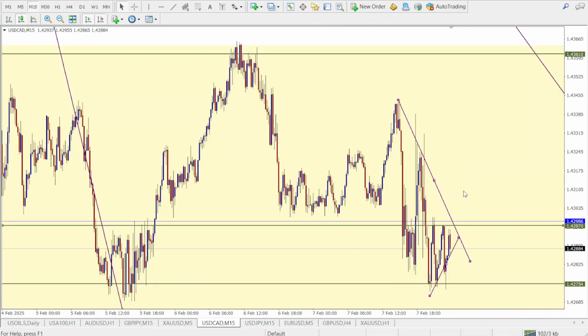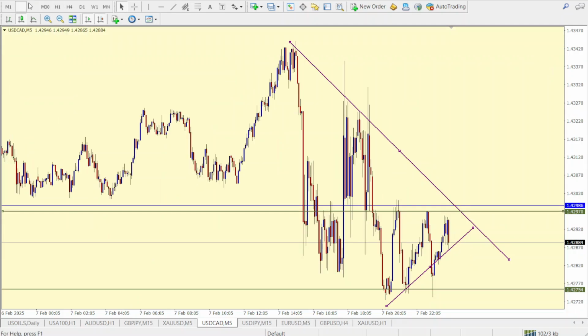Then finally, the final step is to pinpoint your entry on the lower time frame. Now you move to your entry time frame to get a precise trade setup. You look for price action signals like candlestick patterns, breakouts, or retests. And then a well-timed entry reduces your risk and improves your trade accuracy.